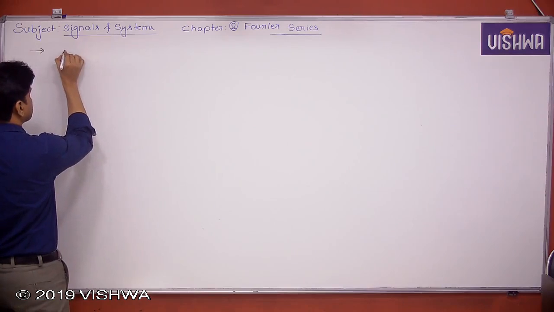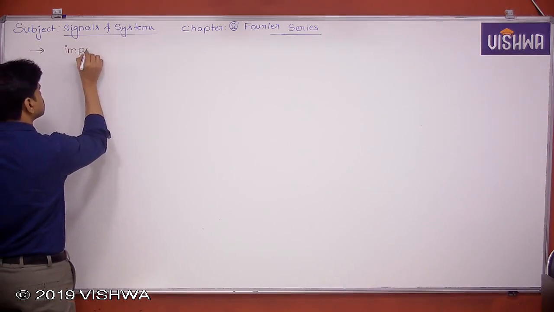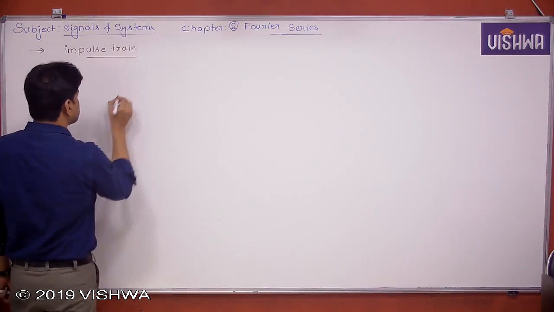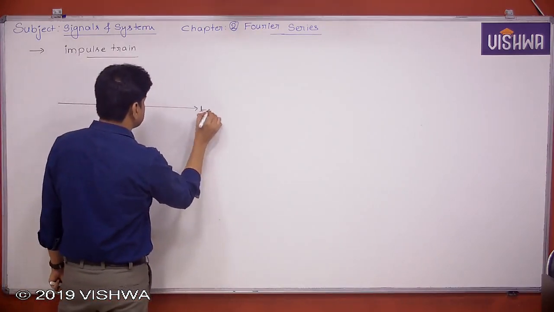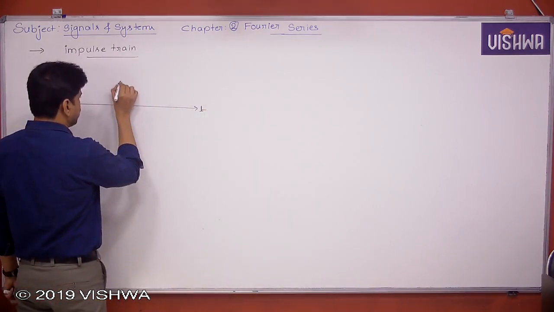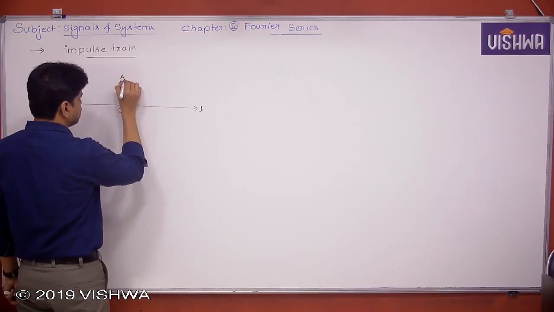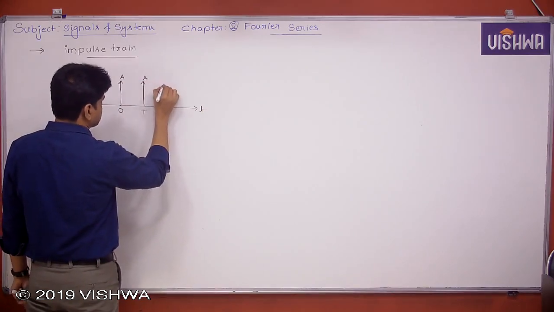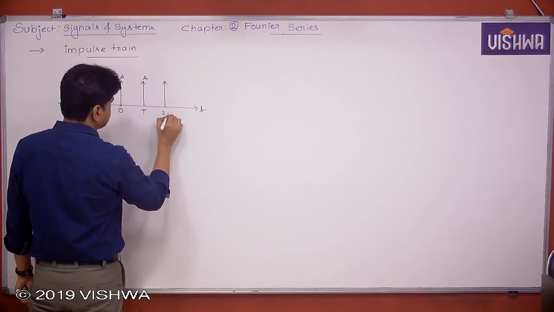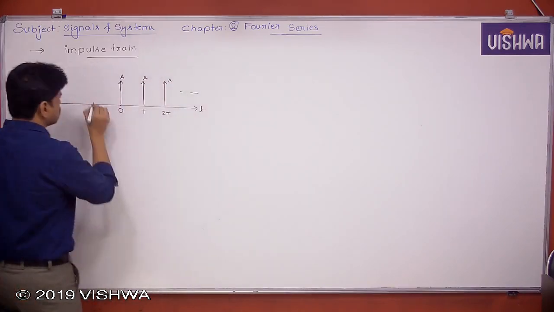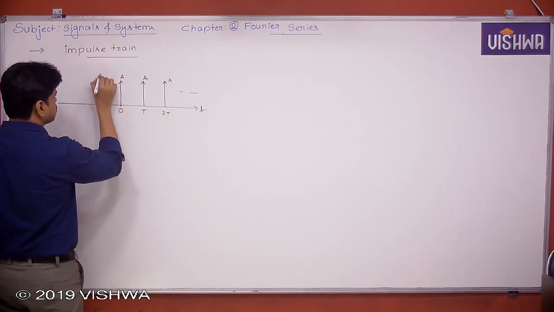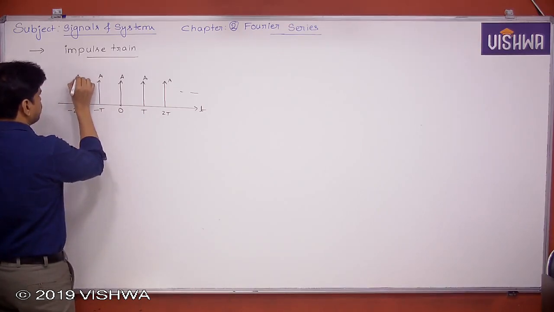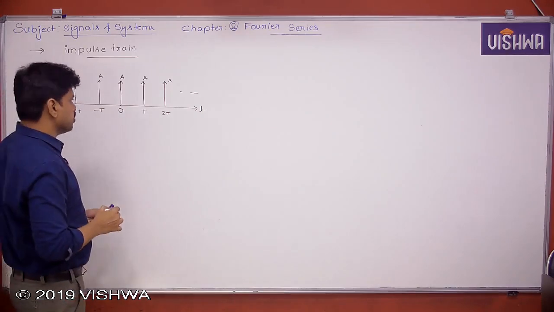If I take an impulse train, what is the impulse train? How does it look with respect to t? At 0, we have one impulse function, let's say of amplitude a. At t, we have another impulse function. At 2t, another impulse function, and so on. At minus t, at minus 2t. This is the impulse train that we have.